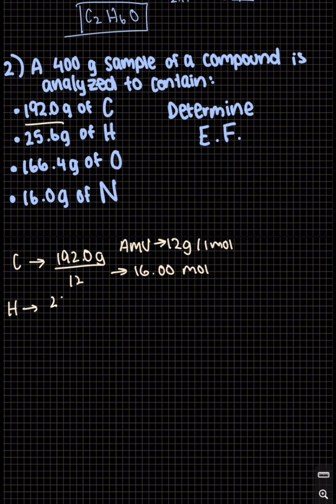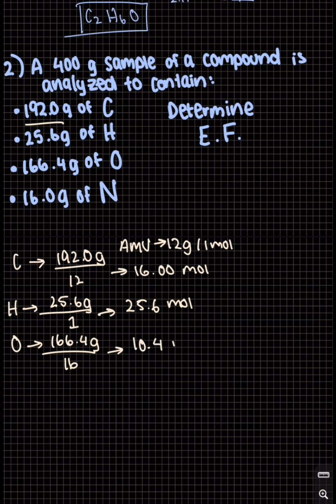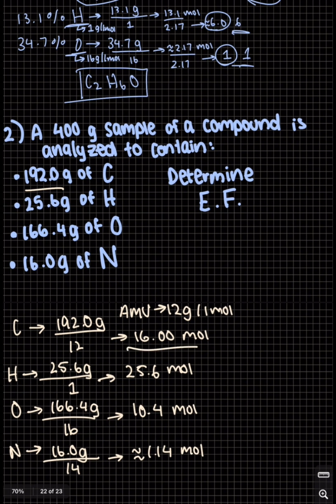Okay, now let's do the same for all the other ones. Hydrogen is 25.6 grams divided by 1, and you should just get 25.6 moles. Same thing for oxygen: 166.4 grams divided by its AMU, which is 16, and you should get 10.4 moles. And then nitrogen, which was given as 16.0 grams divided by 14, which is going to be approximately 1.14 moles.